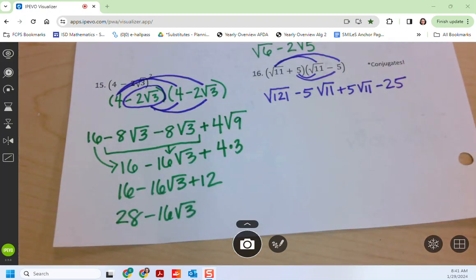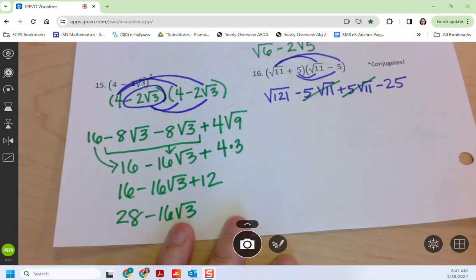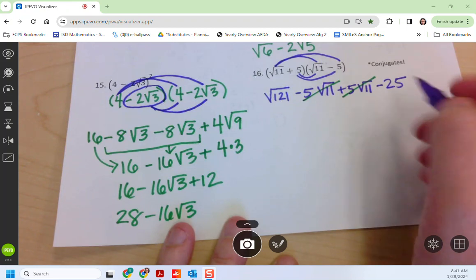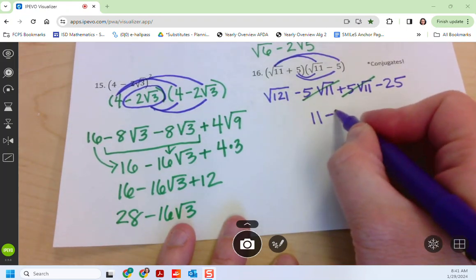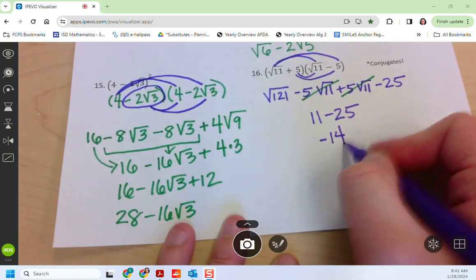What happens with those middle terms? They do cancel out. I love it when that happens. Negative 5 root 11 and positive 5 root 11 cancel out. Square root of 121 is 11. So I have 11 minus 25, and so my final answer is just negative 14.